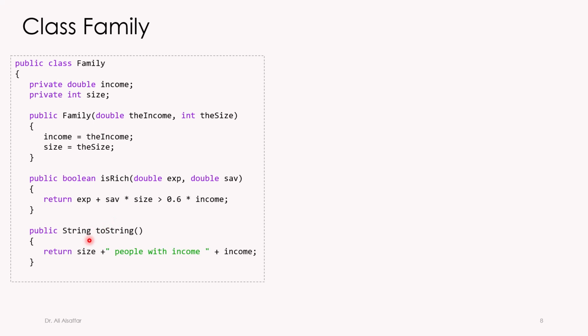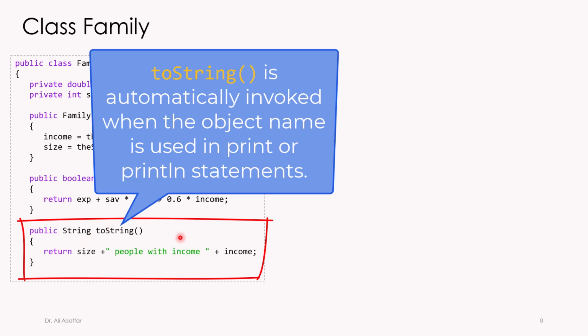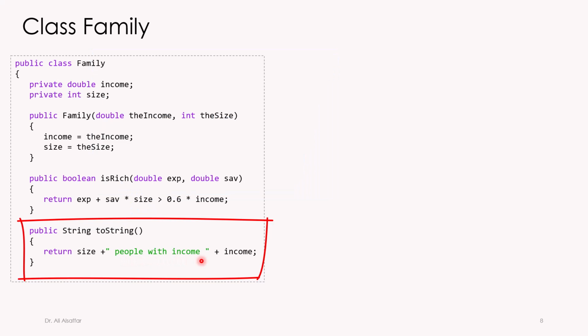Finally, the toString method, and this is a very well-known method that is always included inside objects. It does not print, however, it returns a string that describes the data members of the class. Here, what does it return? It returns a string that starts with the size of the family, followed by the text people with income, followed by the income. So if there are 3 people in the family with income, let's say 1,000 dinar, then we say that 3 people with income 1,000 dinar.